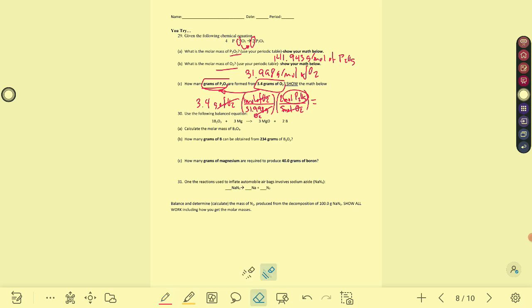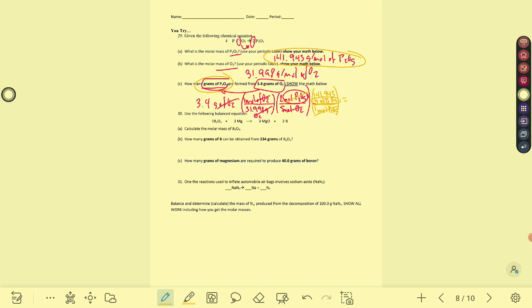So the difference here from the last problem is just this. We're in moles of P2O5. We have to get to grams of P2O5. That's what it's asking for. So now what you're going to say is, well, if I have 1 mole of P2O5, I actually have 141.943 grams of diphosphorus pentoxide. My moles of P2O5 cross off, and I'm in grams of it like I wanted.